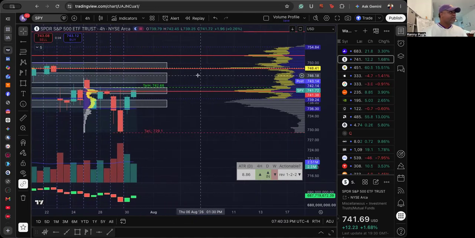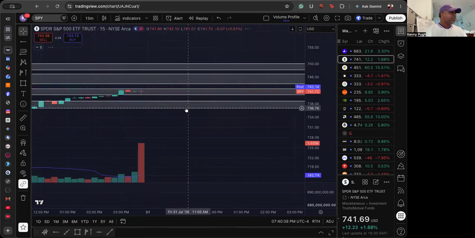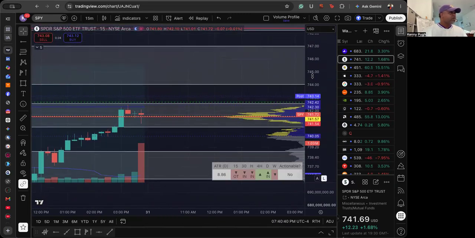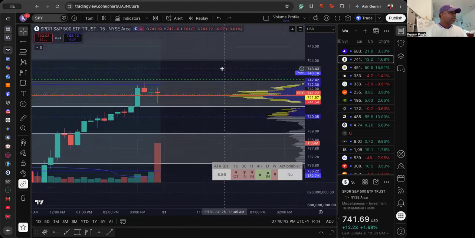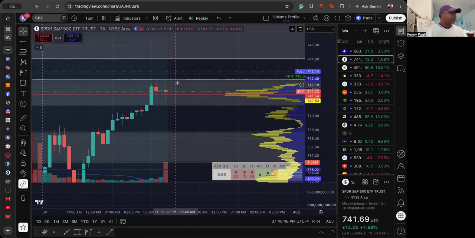So right here we have our 4 hour zones built. I would typically drop down to the 15-minute. And so when we get into tomorrow's market, I'll be looking at where we start. My areas of interest will be around this area, which is 742.50. To the downside, it'll be 740.76. And we'll be looking to see how price responds when it gets to those zones.